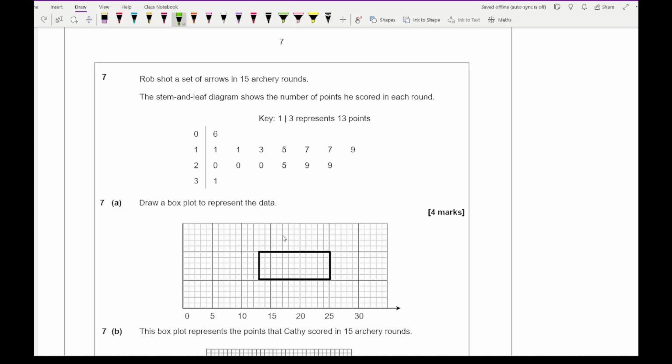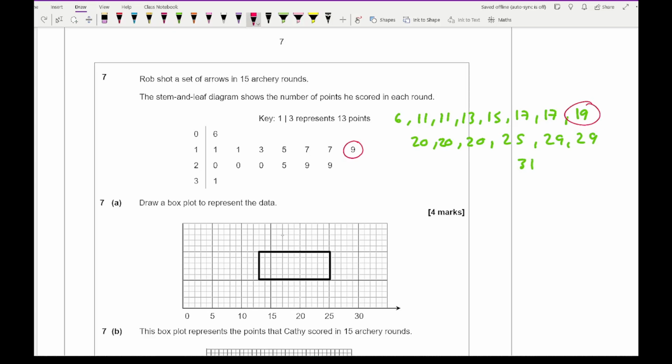So looking at this, you can either write out all of those 15 numbers. So we've got 6, 11, 11, 13, 15, 17, 17, 19, 20, 20, 20, 25, 29, 29 and 31. Then from this you want to find the median, which if you've done this correctly should be 19. You then want to find your lower quartile, which in this case is going to be 13, and your upper quartile, which is going to be 25. And then you've got your smallest value, which is 6, and your largest value, which is 31.